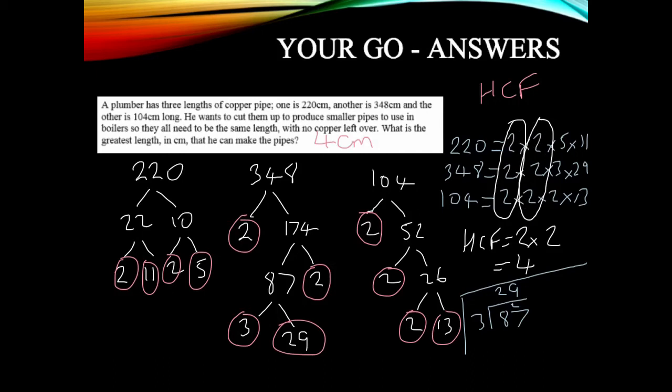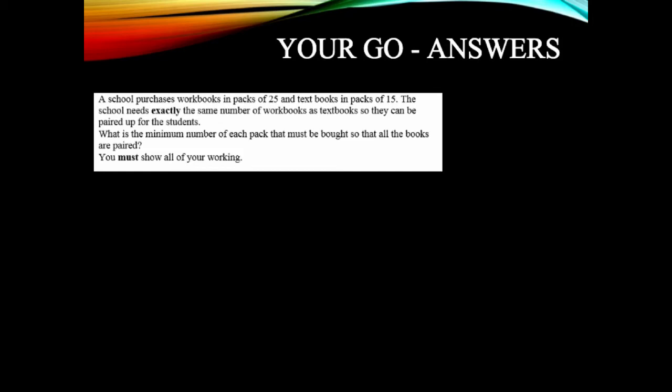Okay, let's look at the last one. This one, a school purchases workbooks in packs of 25 and textbooks in packs of 15. The school wants exactly the same number of workbooks as textbooks, so they can be paired up for the students. Again, I'm thinking this time, shall I do my prime factor decomposition? You can do if you want, or I might do, because the numbers are quite nice, I might do workbooks, so 25, 50, 75, 100, 125, 150. I don't really know how far to go with these, but I've made a little list and I'm going to stop there.